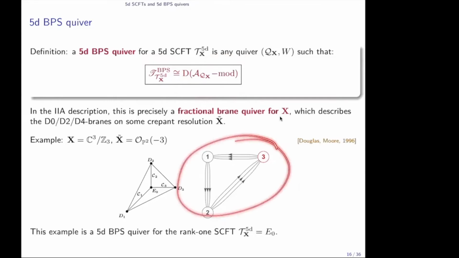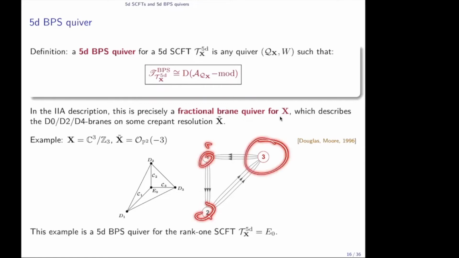That's the usual fractional brane quivers that many of you are familiar with. So for instance, this is the C3 mod Z3 singularity in the toric language, and the quiver has 3 nodes. This corresponds in this case to a 5D BPS quiver for the rank 1 E0 theory. This is a theory which has no 5D gauge theory interpretation. It's just an abstract 5D SCFT. It has 3 nodes, electric and magnetic charge if you want, and a third one which will be the KK charge.